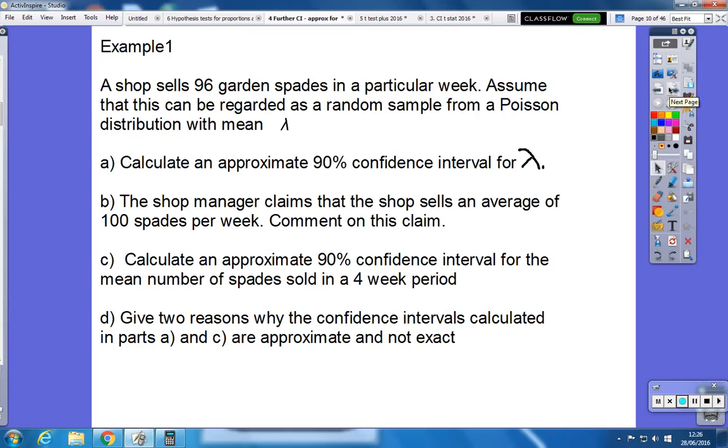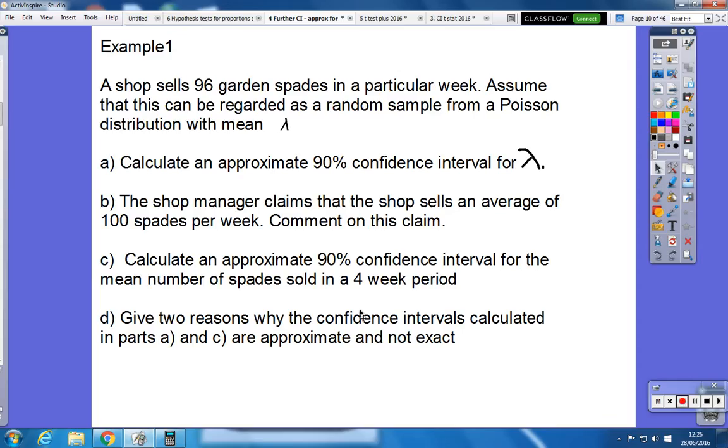So this is the first example. Again, I've got all the answers, so we'll have a look at it. A shop sells 96 garden sprays in a particular week. Assume that it will be regarded as a sample. So lambda in this case is 96 for the week. Remember, lambda is over a particular period, and it's this one here, the 4-week period, that will make the difference.